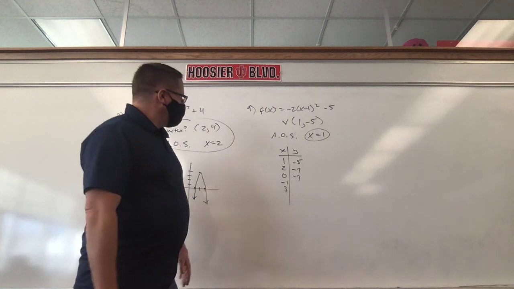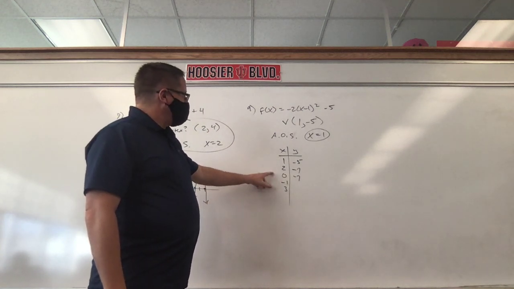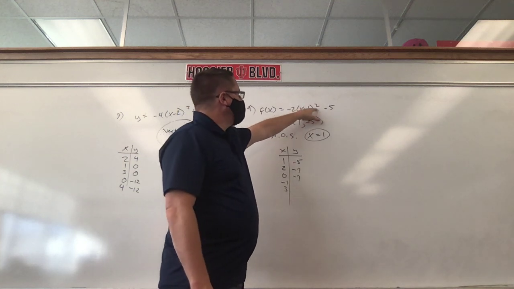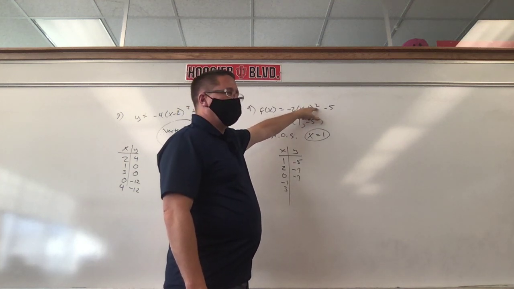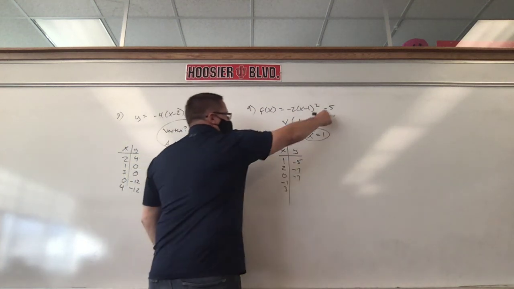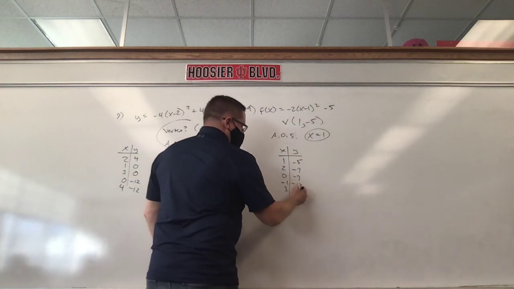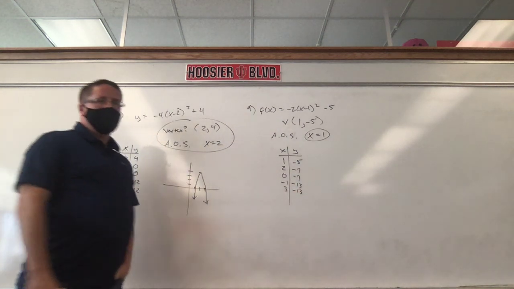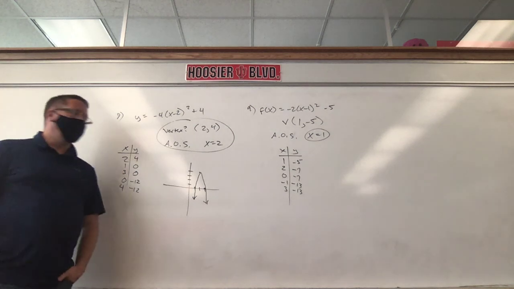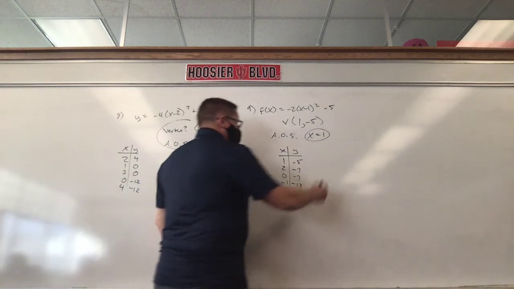Okay, so let's plug in. We have negative 1 and 3. I'm going to plug in 3. 3 minus 1 is 2. 2 squared is 4. 4 times negative 2 is negative 8. Negative 8 minus 5 is negative 13. I'm not going to plot those. Again, it's not hard to plot those. It's just you have to draw 13 hash marks down, and I don't want you to waste paper. I'm such an environmentalist.